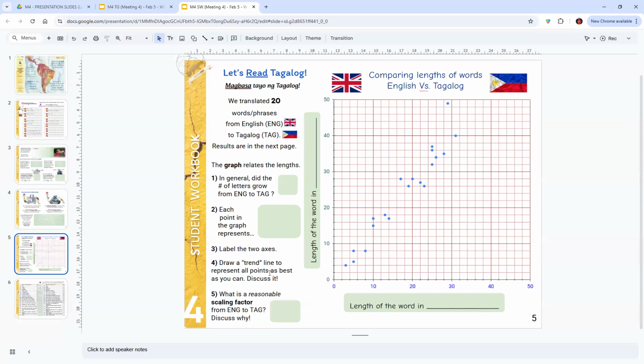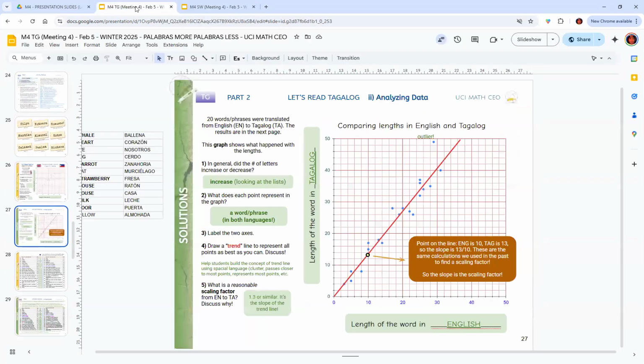Draw a trend line to represent all points as best as you can. So we could just try, or students should try. A reasonable assumption is that 0,0 should be on the line, because length 0 should correspond to length 0 in general. So this line is predicting how the translations correspond in a multiplicative way. What's the percentage of increase, or what's the scaling factor? So here we see that a point on the line, for example, here would be a new point: in English, the length 10, and in Tagalog would be 13.